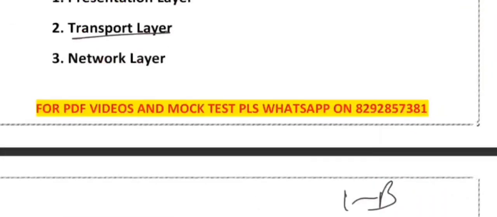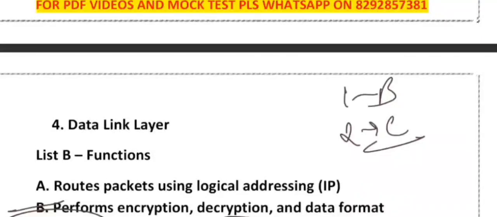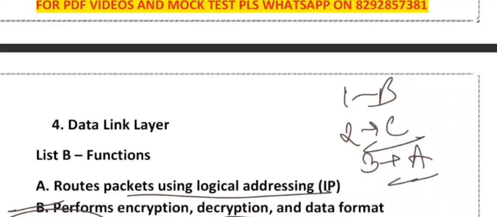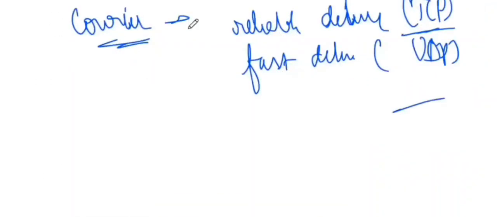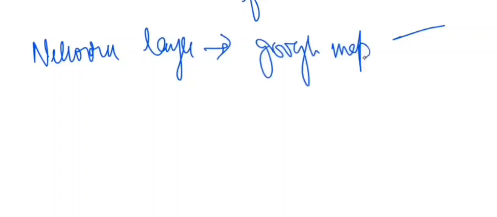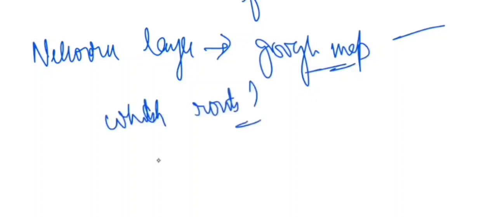What about 3? 3 is the network layer. Network layer is routing with IP address, right? Route packet using logical addressing. So 3 will be linked to A. If we talk about the network layer, what is it all about? Network layer is the Google Maps of the internet. It decides which route to take, using what? Logical address.